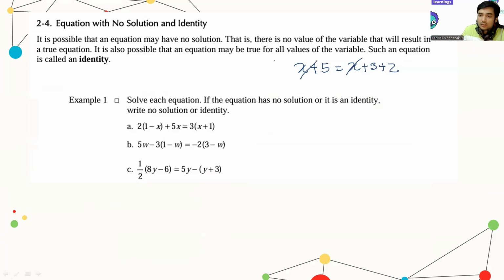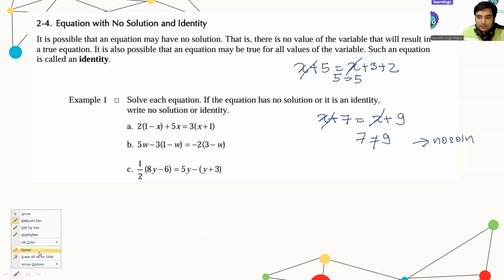Your variable does not remain. 5 is equal to 5 you get. So this is what an identity is. Any value you put for x, it is satisfied. So it was actually representing the same equation. Now suppose I ask you x plus 7 is equal to x plus 9. Now x gets cancelled, but I get 7 is equal to 9. So this is not possible. So this is no solution. So identity holds for every x, and no solution is never true.